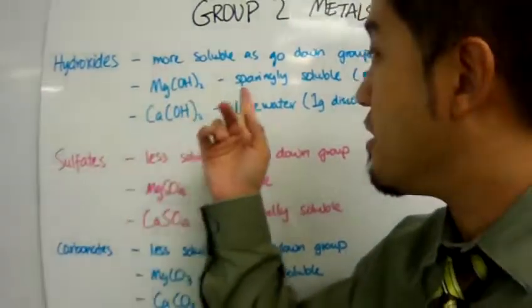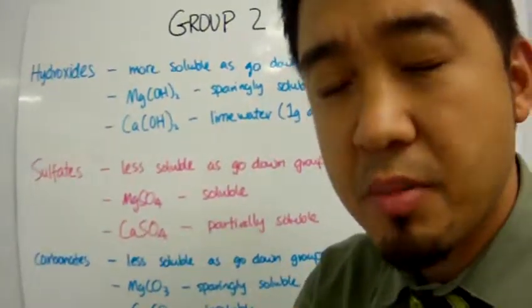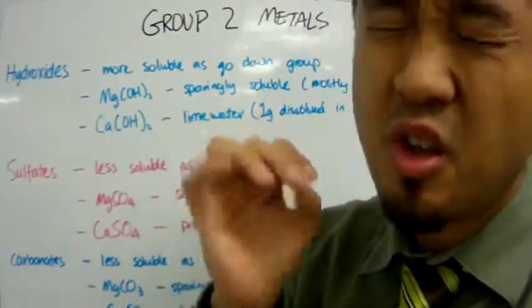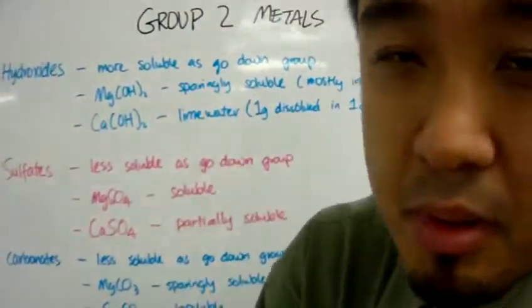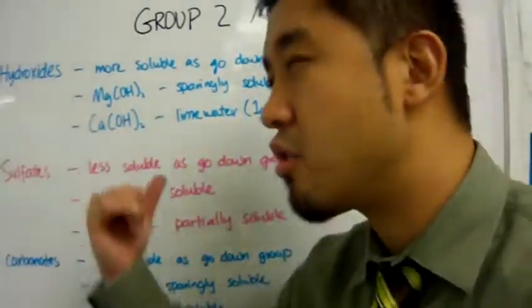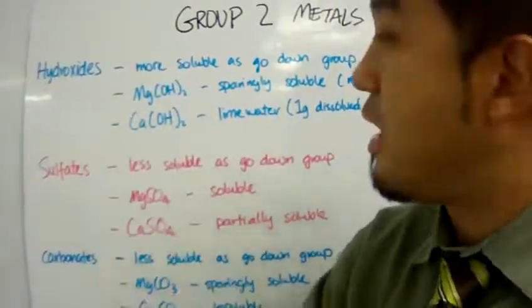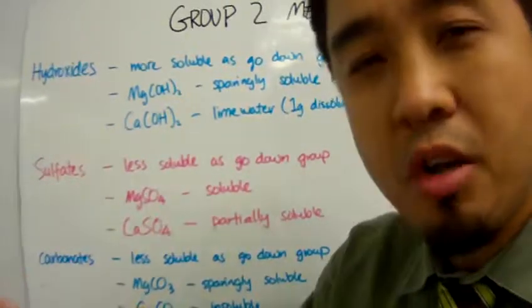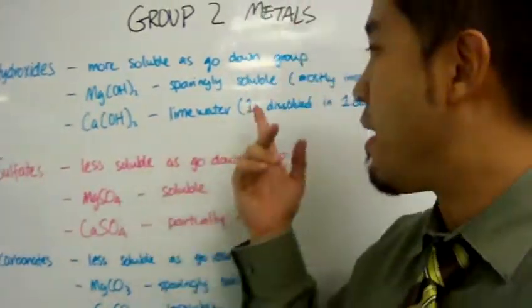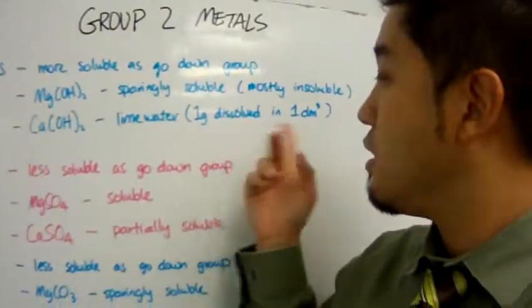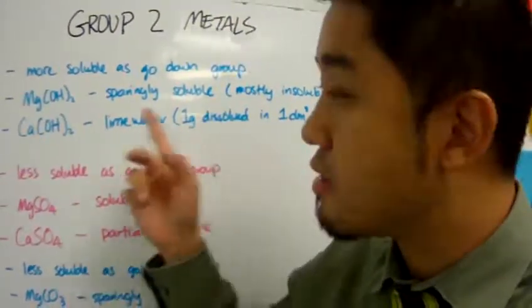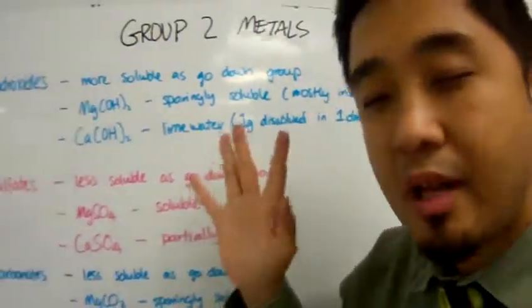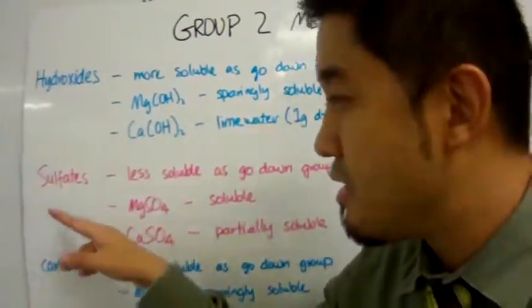So, magnesium hydroxide is sparingly soluble. What is sparingly soluble? That means it's just a little bit soluble and mostly insoluble. But as you go down the group, like calcium hydroxide, that's lime water. It's still not quite soluble, because you only get about 1 gram of calcium hydroxide dissolved in lime water. But that's good enough. It's an improvement.